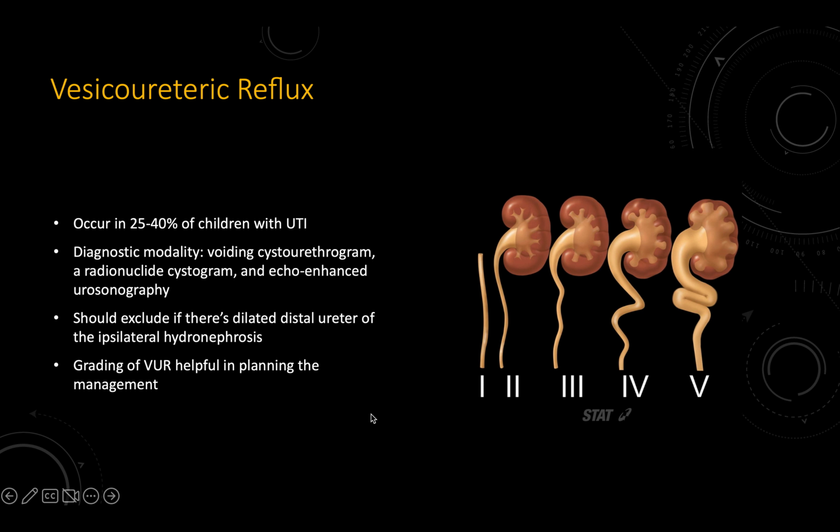So reflux is quite common in children with UTI. It can occur in up to 40% of the cases. Voiding cystourethrogram is the key diagnostic modality. However, some centers will do a radionuclide cystogram or contrast-enhanced urosonography. This is especially true in European countries. And whenever you have a case with hydronephrosis with ipsilateral dilated distal ureter, always exclude vesicoureteric reflux. And the grading of this VUR is very helpful in planning the patient management, because normally grade 1, 2 will have medical treatment, grade 3, 4 and 5 will have KIV surgical treatment.